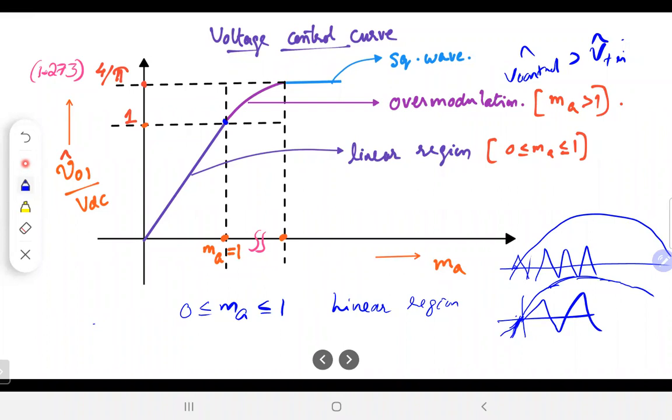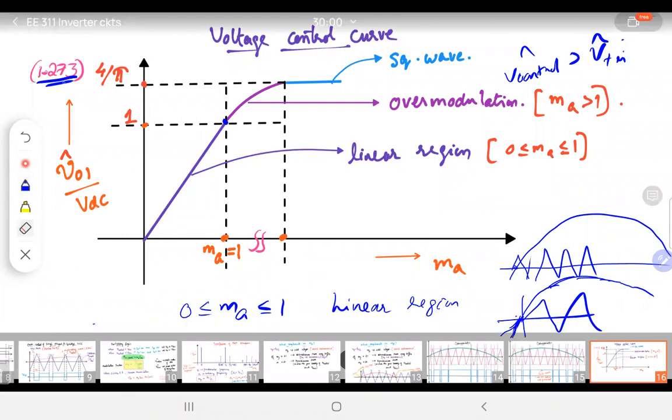That is the situation where you get the square wave, and that corresponds to about a 27% increase in the fundamental voltage. Here it corresponds to VDC, and here it corresponds to 4/5 VDC. I have already normalized it, so it is 4/5 VDC and 1 here. The maximum boost I get would be 27% when operating at square wave, but we lose the control over the fundamental.